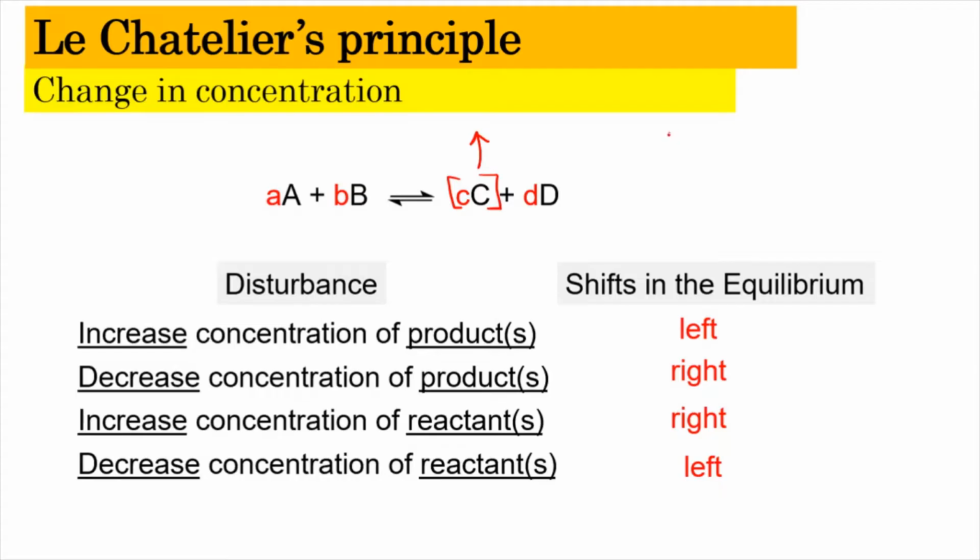So your disturbance here is the concentration of the C. Okay, so your action based on the Le Chatelier principle, you need to reduce it back. So how can you reduce it back? You can reduce it back by shifting to the left so that the concentration of the C is converted into A plus B. And as a result, the position of equilibrium will shift to the left. Okay, and you can try the others by yourself.